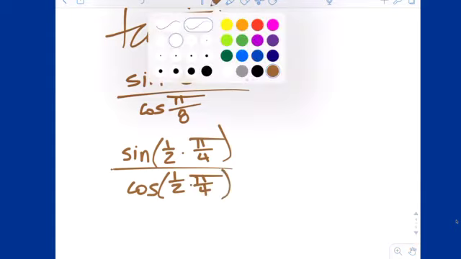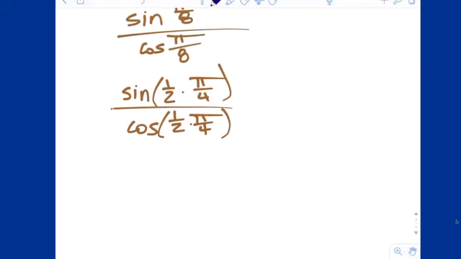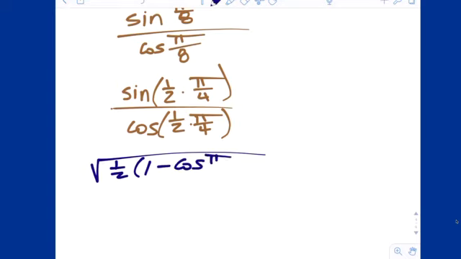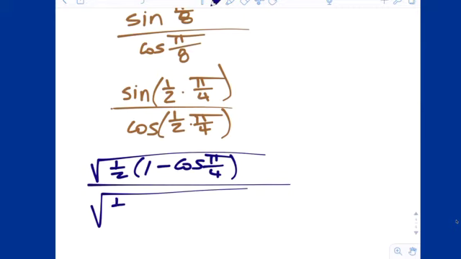So now if we use the identities for both of them, the sign is going to be... pi 8ths and pi 32nds are all in quadrant 1. So these are all going to be positive square roots. So we get the positive square root of 1/2 times 1 minus cosine of pi 4ths. There's the numerator. And the bottom is going to be the square root of 1/2 times 1 plus cosine of pi 4ths.